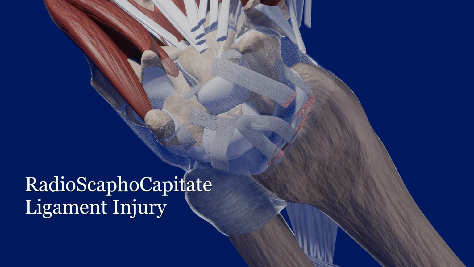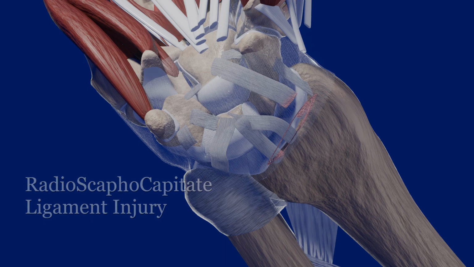With disruption of the radioscaphocapitate ligament, the capitate is no longer tethered to the scaphoid. Loss of this ligamentous sling allows the proximal scaphoid to sublux volar with similar subluxation and rotation of the lunate. Varying degrees of lateral column injury modulate the level of laxity.